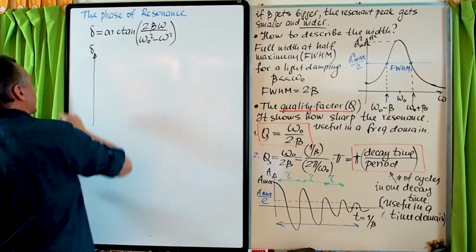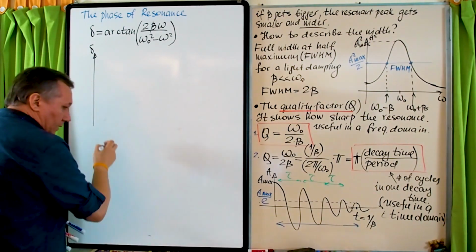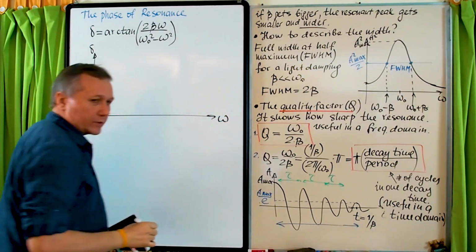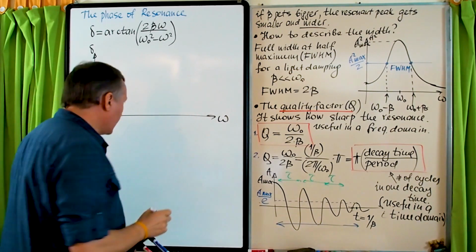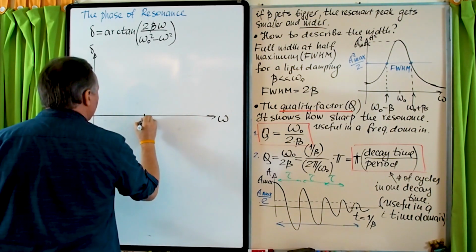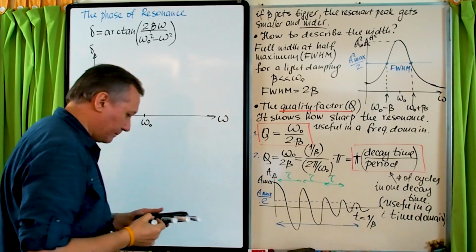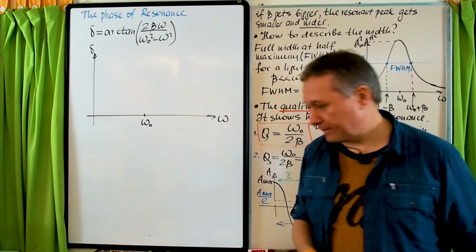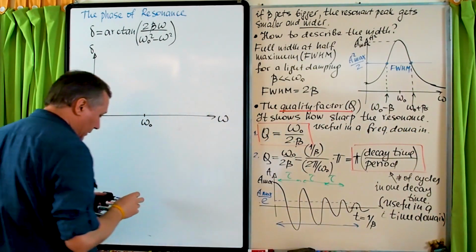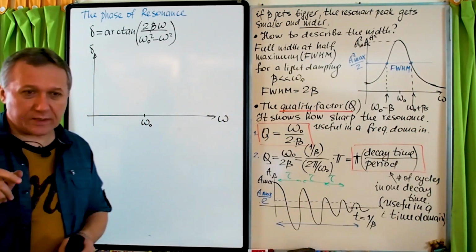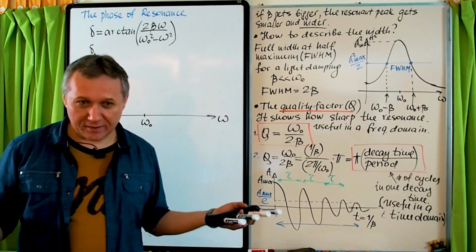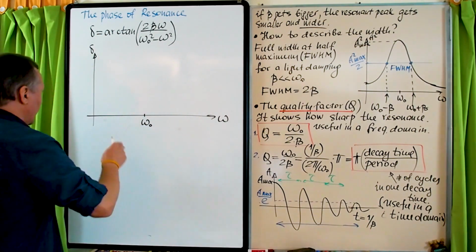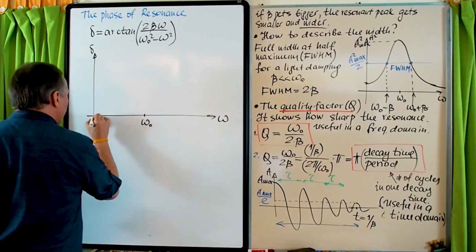So let's say this is the phase delta, and this is the driving frequency omega, and omega naught, the natural frequency. Again, let's just talk about light damping. Let's start with the case when there is no damping, beta equals 0. If beta equals 0, you can plot it, or you can use software. You will get something like this.